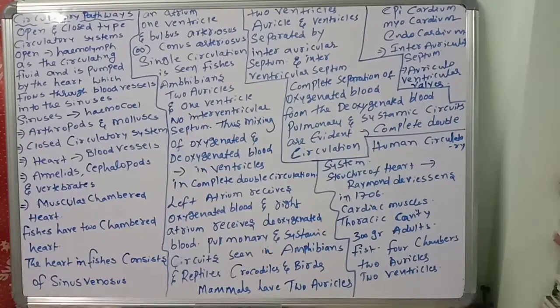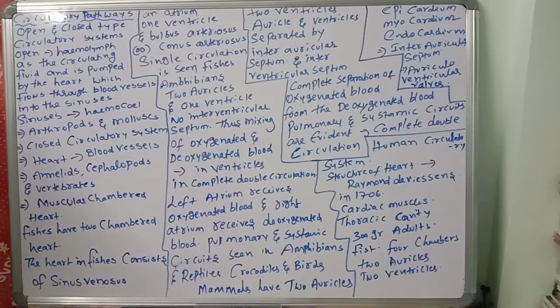Morning, children. Today we are going to discuss another important concept, the circulatory system, that is related to circulatory pathways. In the previous classes, we discussed the blood and its composition, the blood vessels and the blood capillaries, the lymphatic system, and the tunica intima, tunica media, tunica externa.